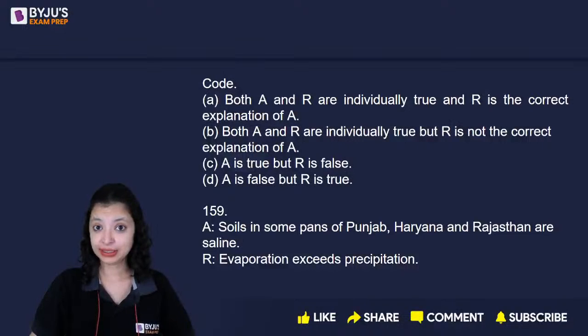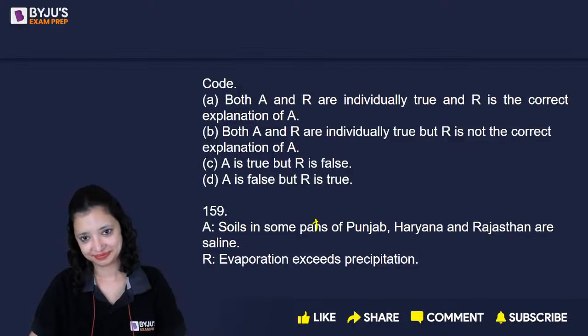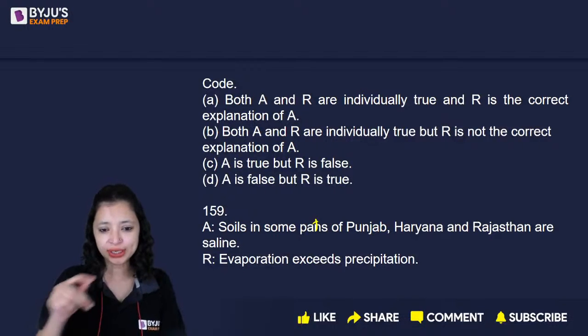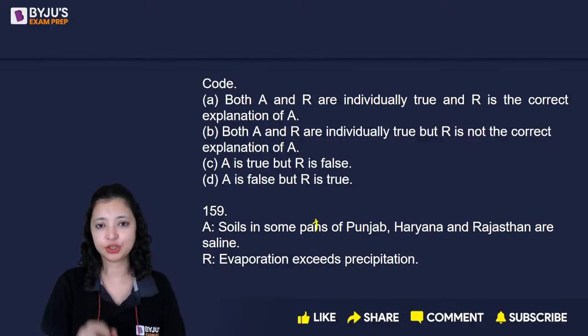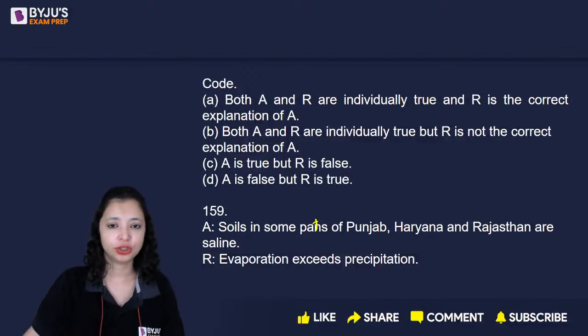FYI, these are all previous year questions. They've come up before in law entrance exams. Soils in some parts of Punjab, Haryana and Rajasthan are saline. Evaporation exceeds precipitation. Could evaporation exceeding precipitation lead to soil in some parts of Punjab, Haryana and Rajasthan being saline? You know the answer.